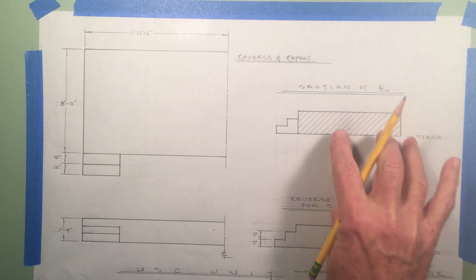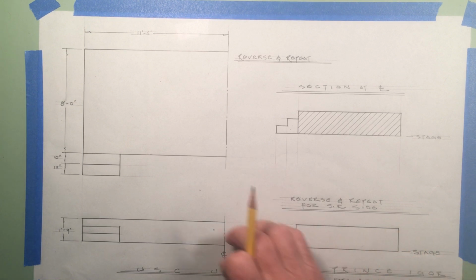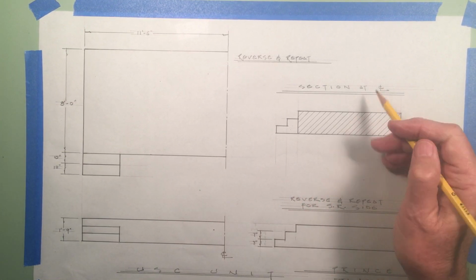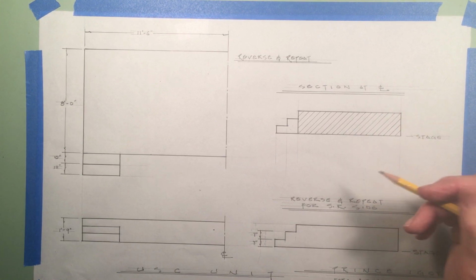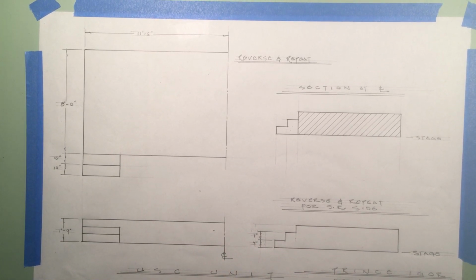Because we've moved the section at center line out of the orthographic projection, in other words, it's not projected straight out from this view, we're labeling it as a section at center line because that makes it easier to understand. Now, a few other things.